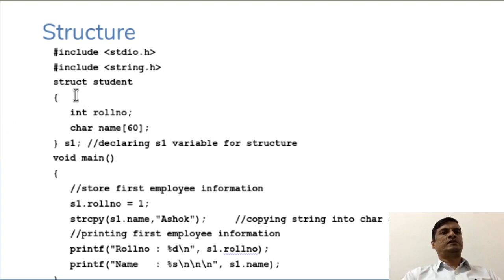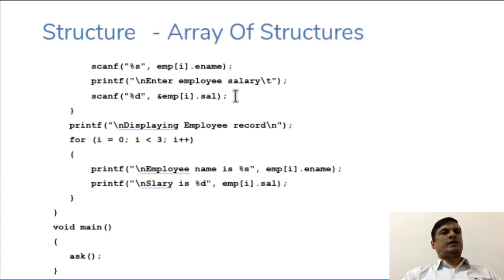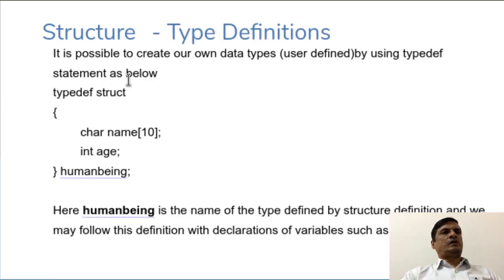How do you define and declare a variable, and how do you scan and print the respective member variables with the dot operator? If it is an array of structures, how do you access the member variables, and how do you define a new user-defined data type for a structure? Here in this case it is human being, which is going to be defined as a new data type.